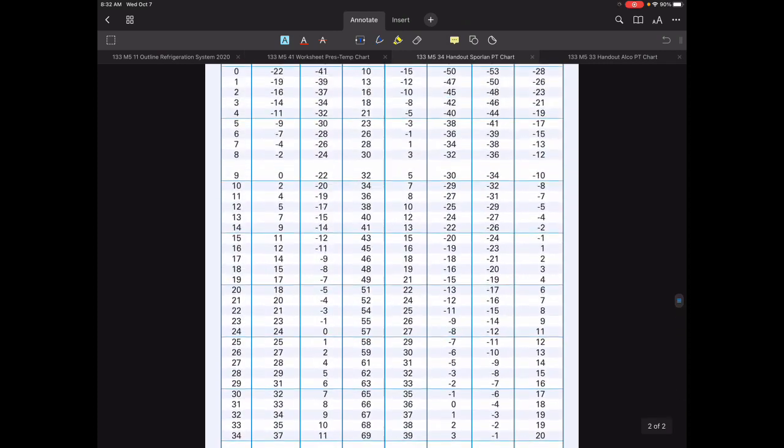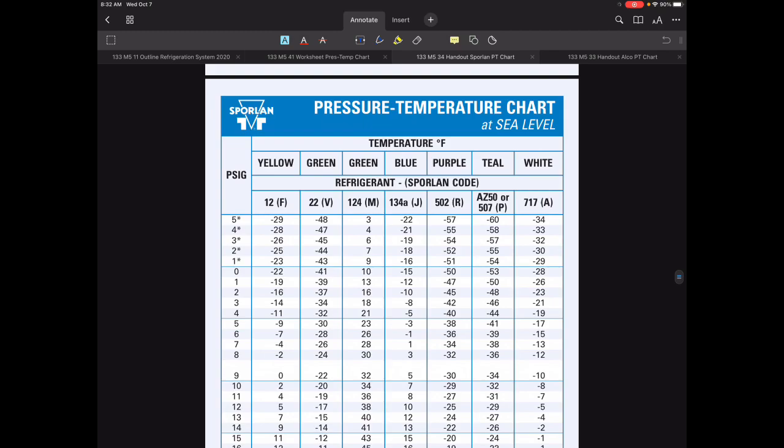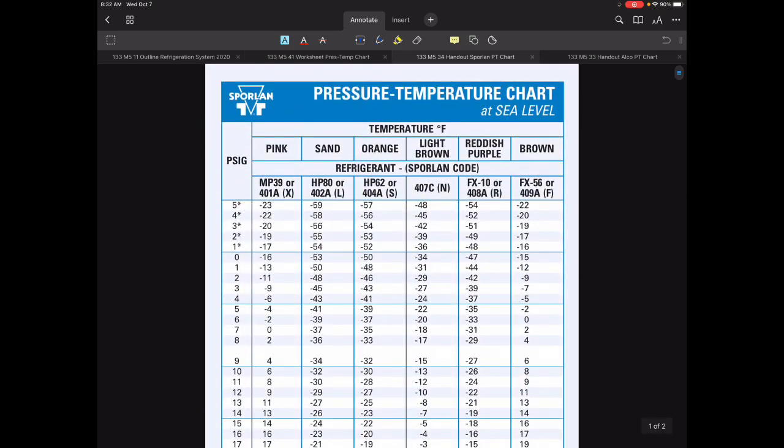The way these charts are structured is different for different refrigerants. For example, on the far left side, you'll notice that they identify PSI, so everything down here represents a pressure. All of the substances that are up on the very top, for example, MP39, which is also 401A.